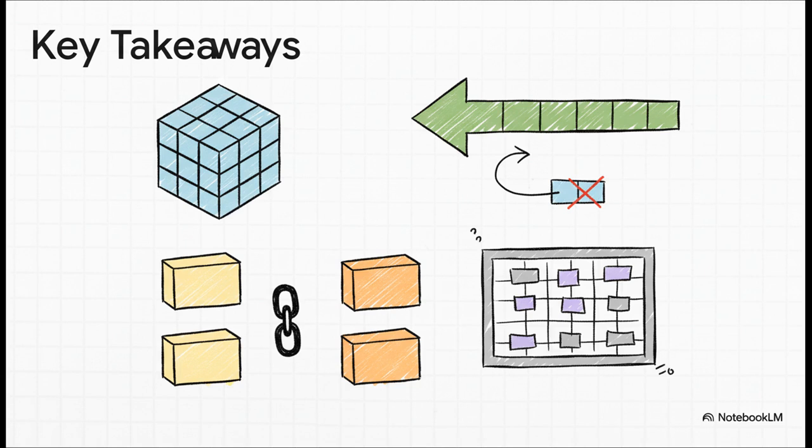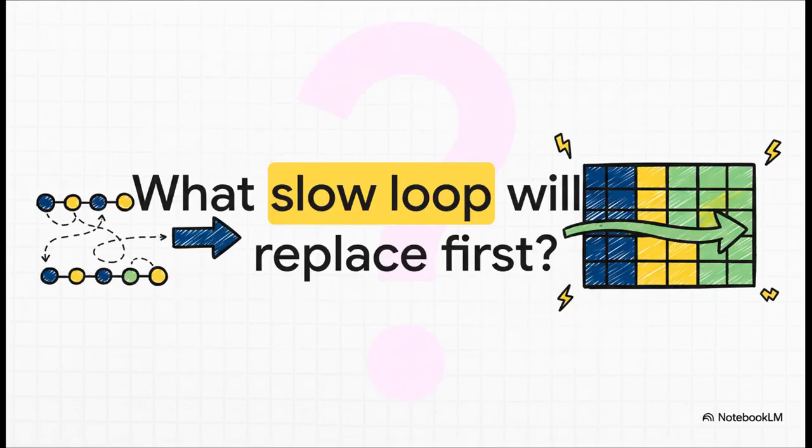Oh, and the big one? Slicing creates views, not copies. If you need a totally separate thing, you have to use .copy. And finally, make friends with those Boolean masks. They're your best tool for filtering data efficiently. You now have the keys to the engine that powers pretty much all of data science in Python. So the only question left is, what slow, clunky loop in your code are you gonna replace first?